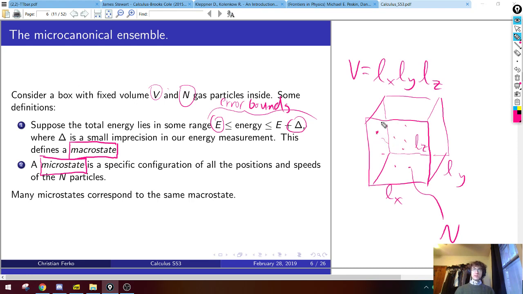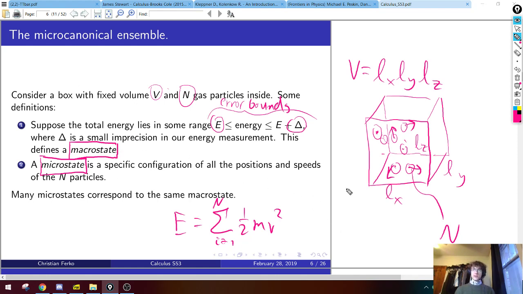So a microstate might be if I tell you where every single one of these gas particles is, all of their locations, and all of their speeds, all of them. That would be a microstate. Now the point is that if you know the microstate, you know the macrostate, because I can always find the total energy by adding up from i equals 1 to n all of the 1/2 mv squareds, right? If I know all of the speeds, I can add up and get the total energy. So if I know the microstate, I know the macrostate.